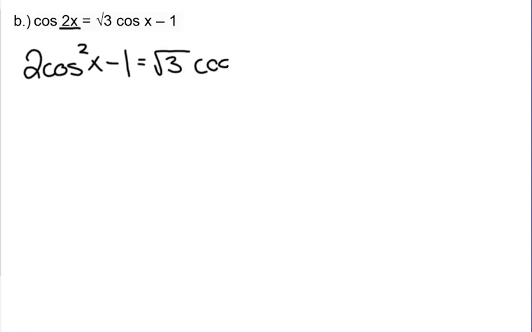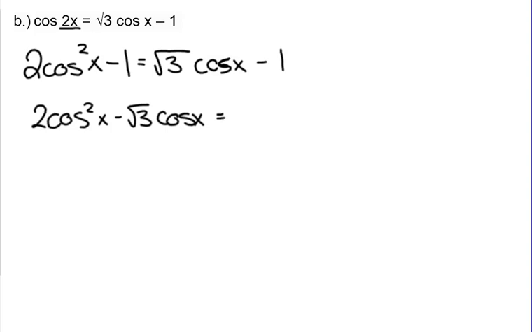Our next one: cos of 2x is equal to root of 3 cos x subtract 1. Here I would probably use a double angle identity because we've got a double angle. Knowing that everything else has a cos, I would probably use the cosine one. So 2 cos squared x subtract 1 is equal to root of 3 times cos of x subtract 1. If I add 1 to both sides, my 1's cancel out, and that gives us 2 cos squared x subtract root of 3 cos of x is equal to 0.